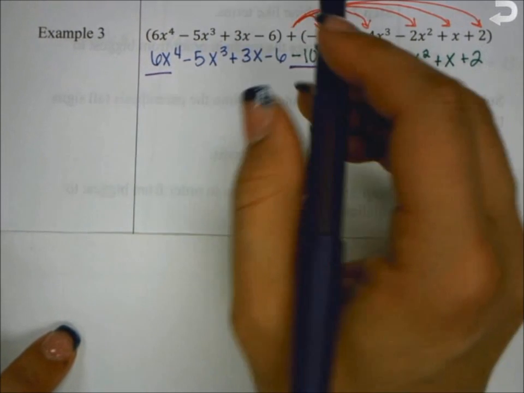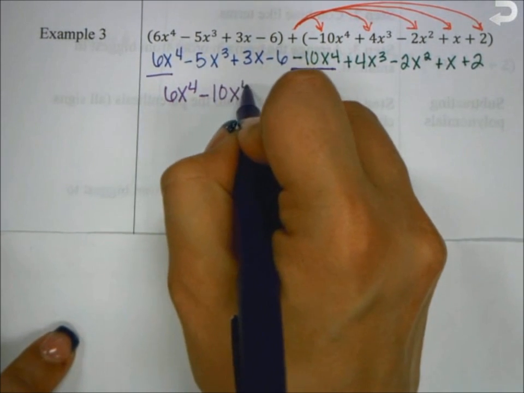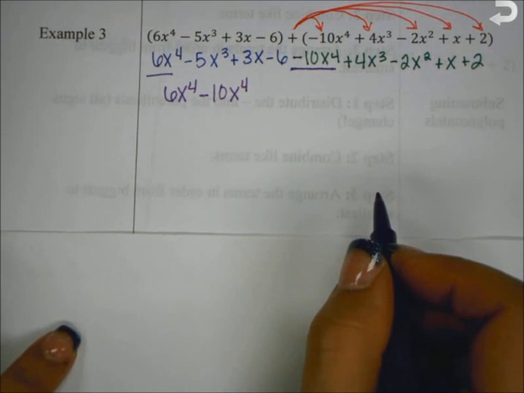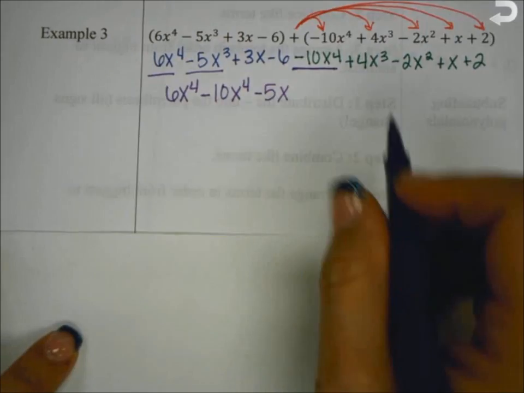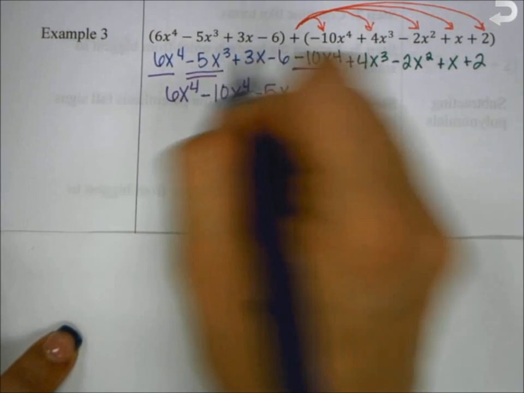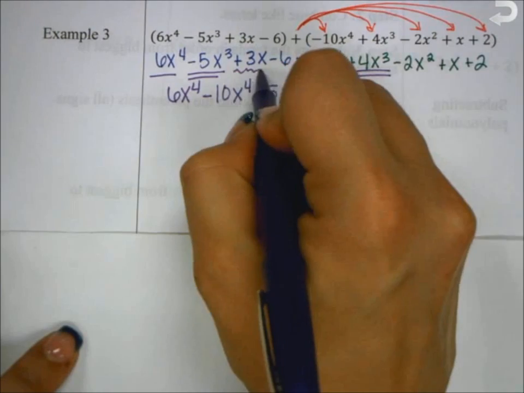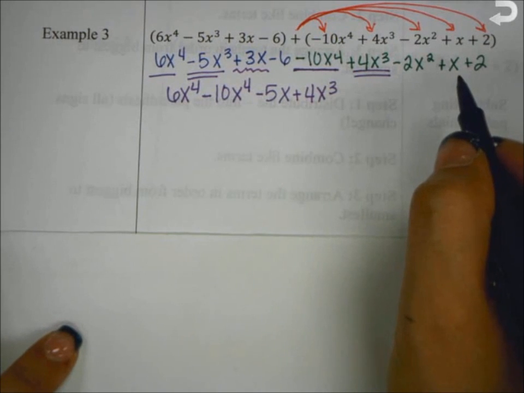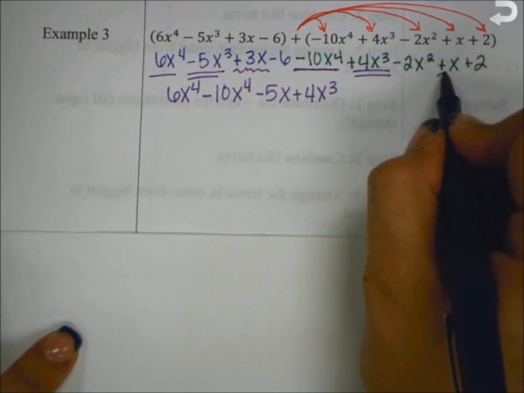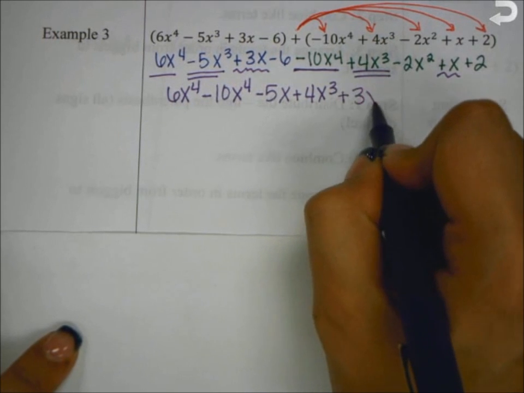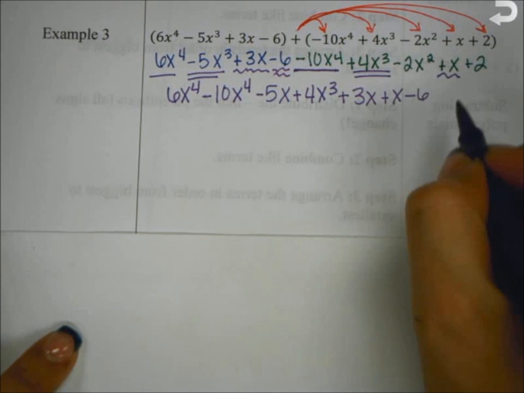Negative 5x to the third. What's the like term there? Positive 4x to the third. Okay, plus 3x. What's that one's like term? Just a plus x. So plus 3x plus x. Minus 6. What's that one's like term? Positive 2. And what else am I left with? Negative 2x squared. Okay, let's combine like terms.